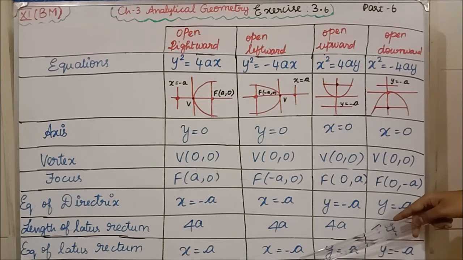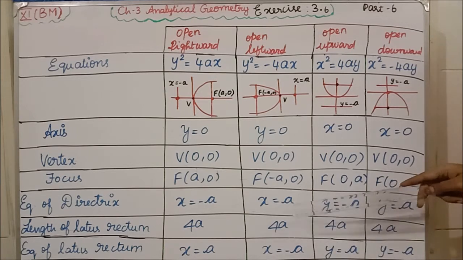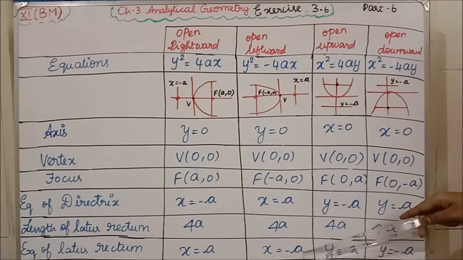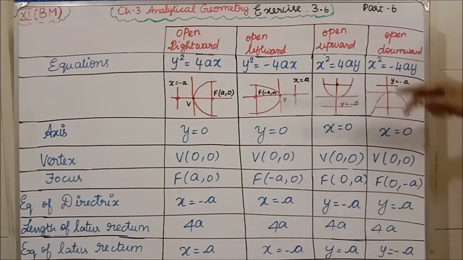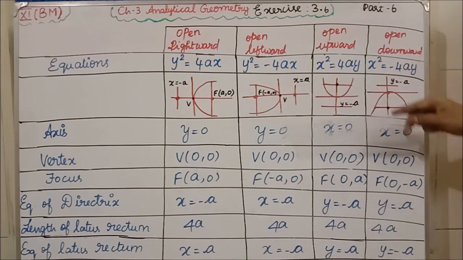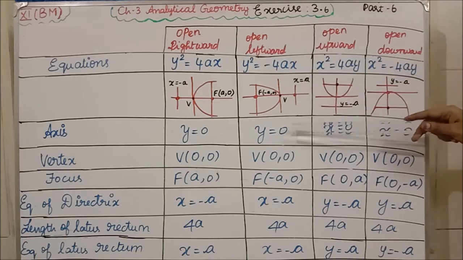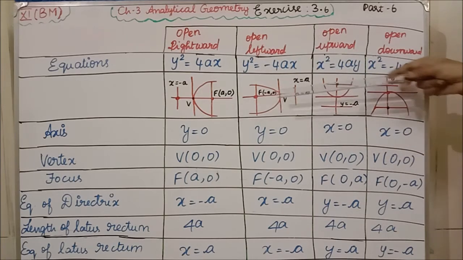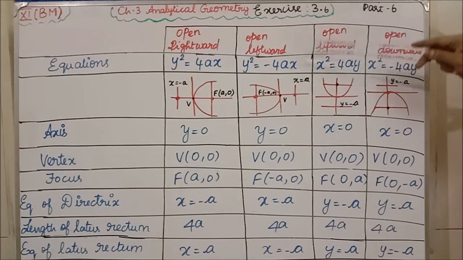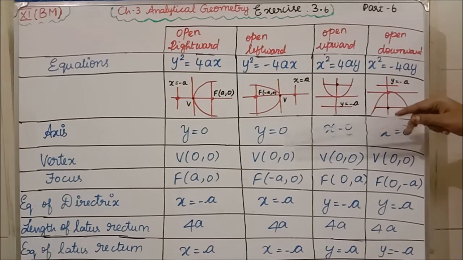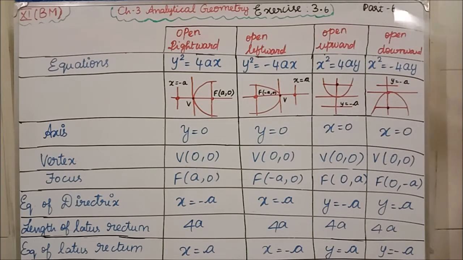Equation of the directrix means x equal to a. Equation of the latus rectum means x equal to minus a. Length of the latus rectum is 4a. Here the focus is minus a comma 0. Here also the axis is the x-axis. We are drawing the parabola along the x-axis, so the axis is y equal to 0. Clear? The next one is the open upward parabola.